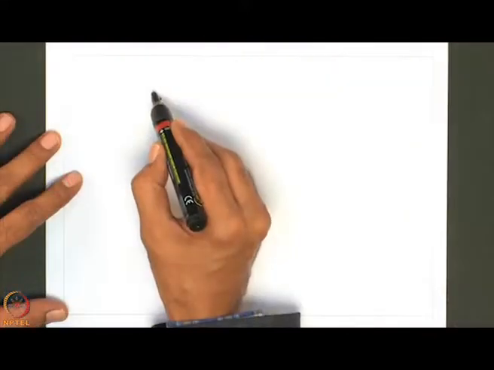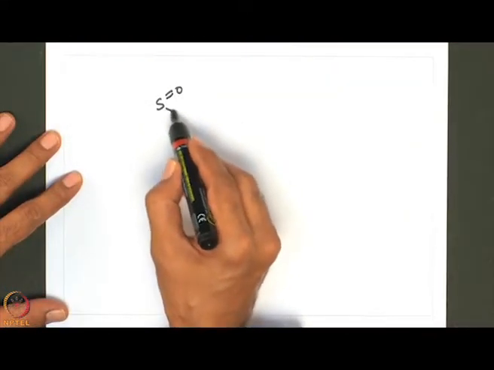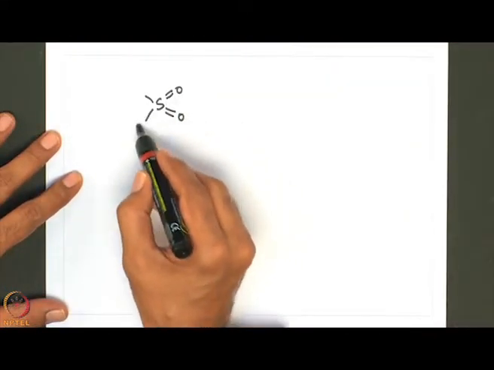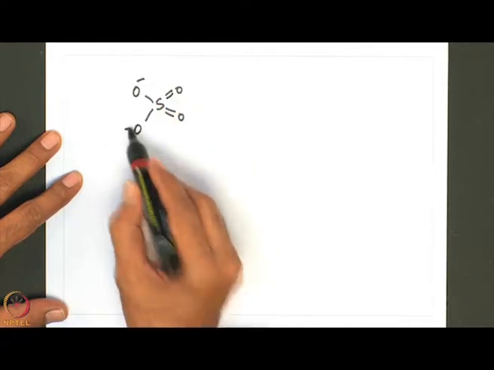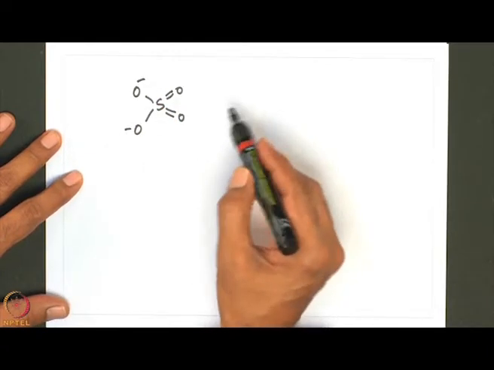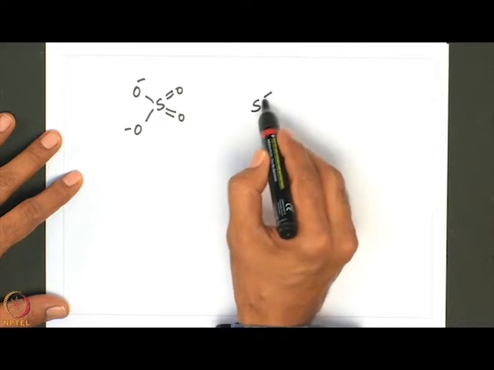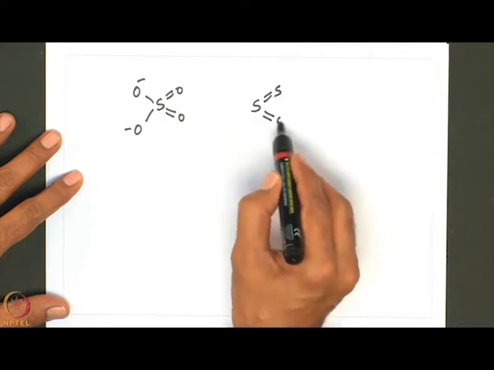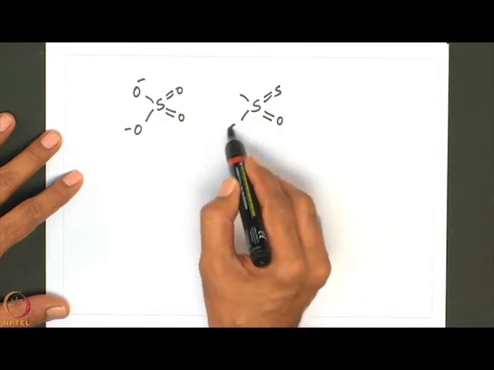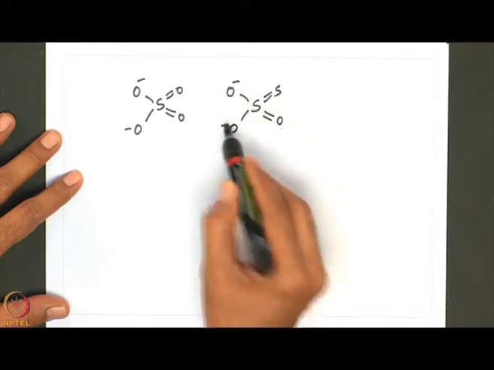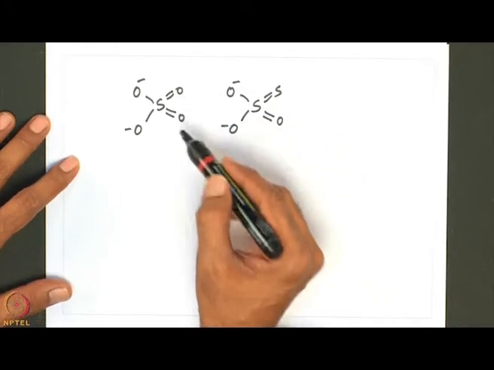One of the O groups is replaced by sulfur. So, for example, this is sulfate. In thiosulfate, basically what happens? So, one of the oxygen is replaced by sulfur.